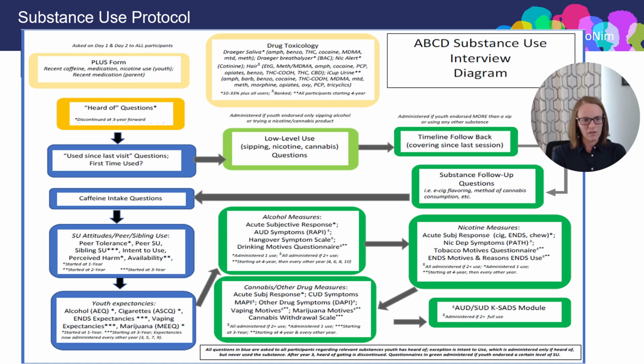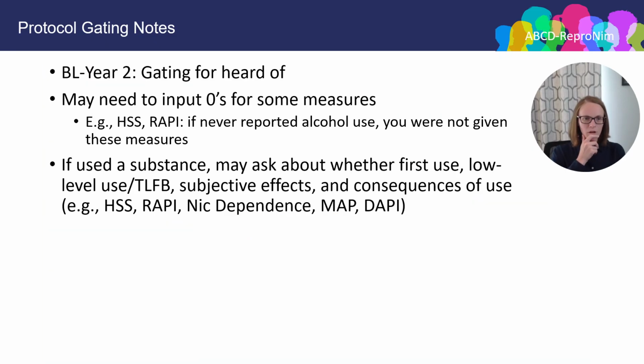All participants then are given the substance use attitudes and asked about peer use and sibling use. All participants are asked about substance use expectancies. And then for those who'd reported substance use, they're given all sorts of different alcohol or other substance use measures to look again at problematic use or withdrawal symptoms, motivations, and those types of things. Then for those participants who have endorsed enough use, like we just talked about, they get gated into the KSADS module.